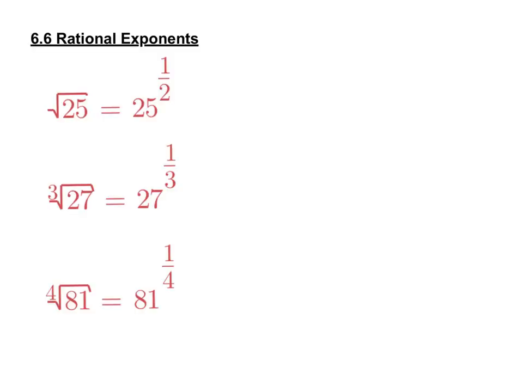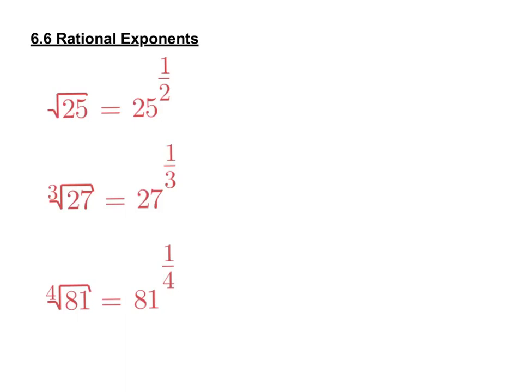Rational exponents. Another word for rational is fractional. Whenever we see things like this, we're talking about fractions. Okay? Rational exponents, we're talking about fractional exponents here. Here are 3 examples. And essentially what fractional exponents mean is that we're dealing with radicals.